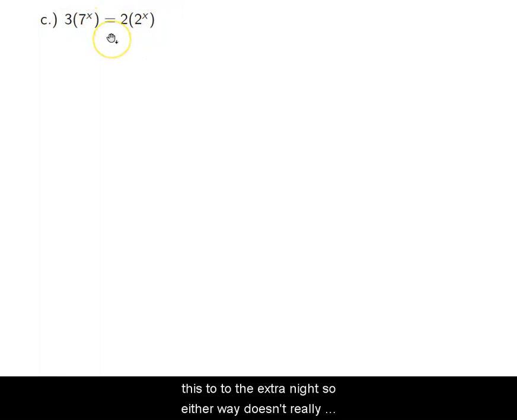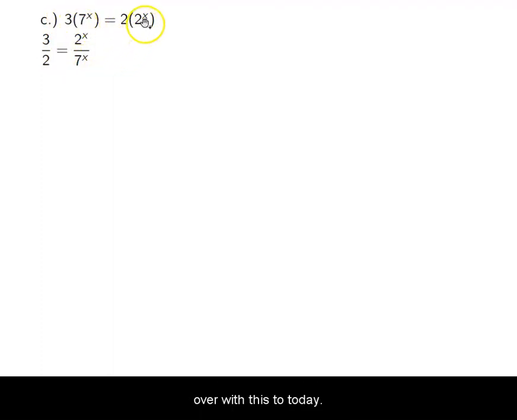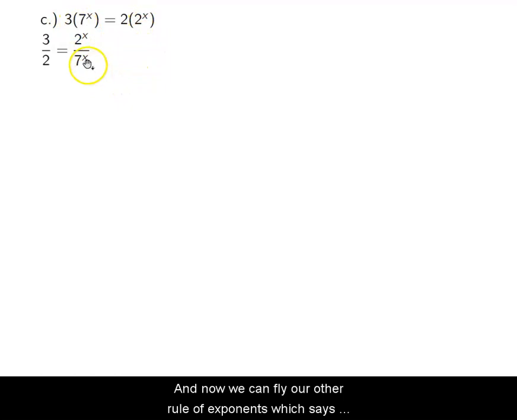So either way, it doesn't really matter as long as I get everything over. So I move this 2 over with 3, and I move this 7 to the x over with this 2 to the x. And now we can apply our other rule of exponents, which says that if we have two things with the same exponent, even if they're different bases, we can just pull that out as a common exponent.